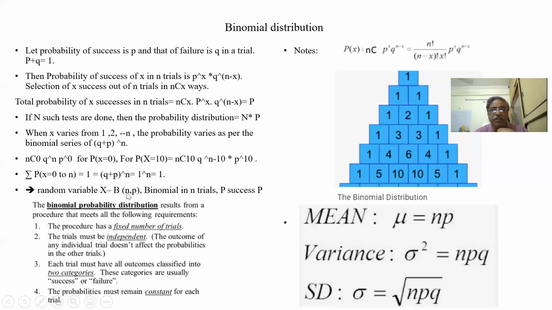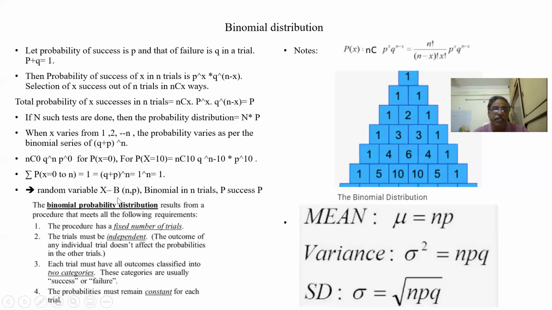So this is represented as: the random variable x, number of successes, is Binomial of n and p. n is the number of trials. p is the success probability. If it is a coin, it is half. If it is question answers, it is 1 by 4, like that. Once p is given, q, which is 1 minus p, is automatically known. So these are the conditions for the binomial distribution.